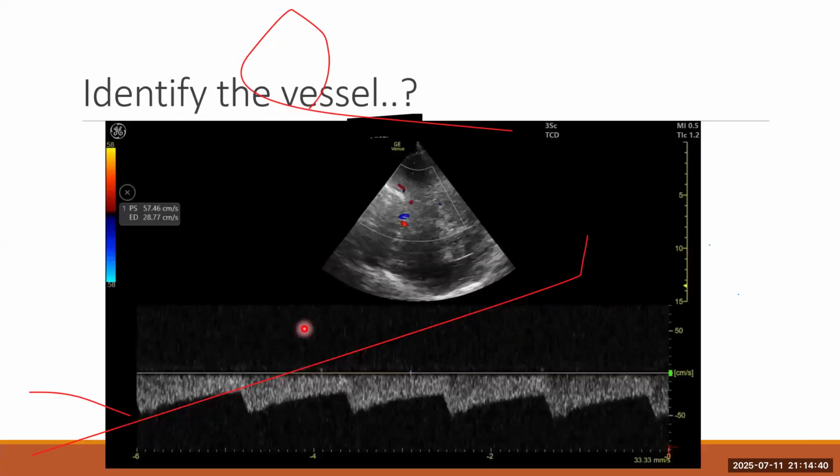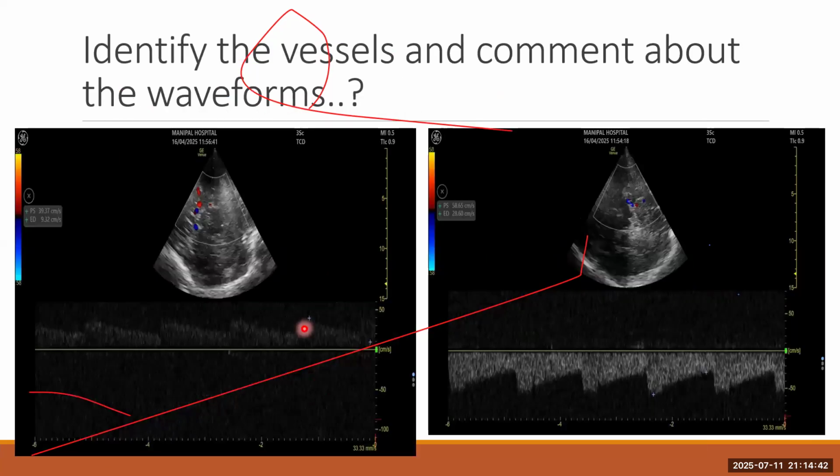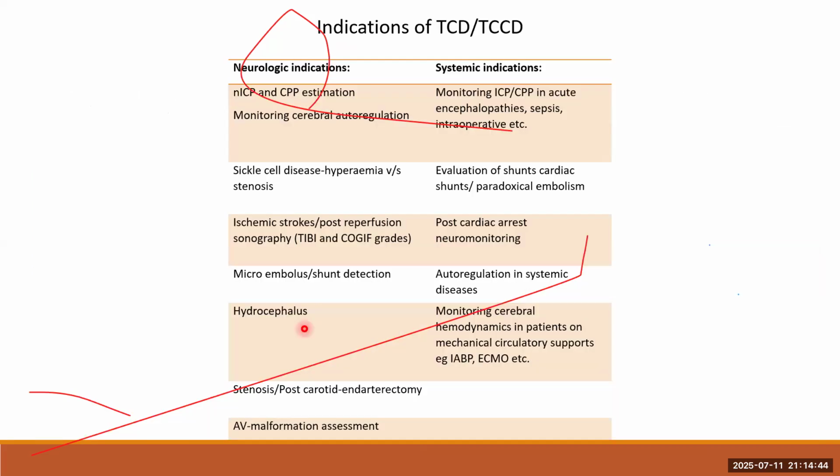Yeah, this image could have been an AV malformation, where the pulsatility index will be lower because of the shunting of the distal resistance vessels directly into the vein. So AV malformations can also be a soft indication to diagnose on TCD. Of course, the gold standard remains the DSA.